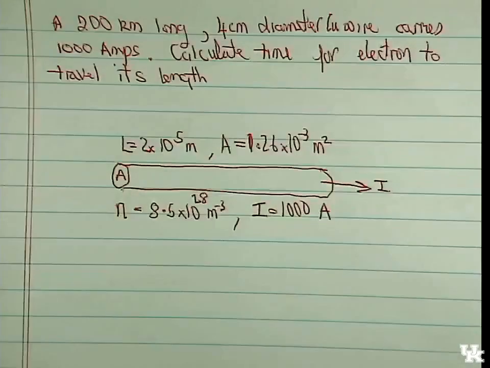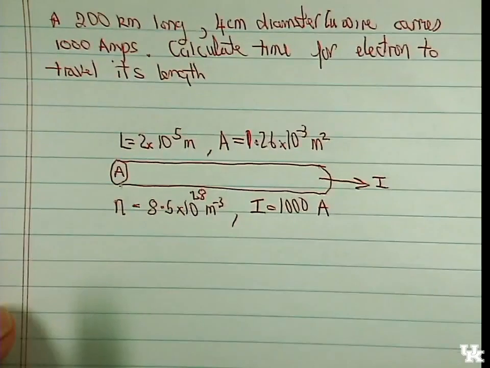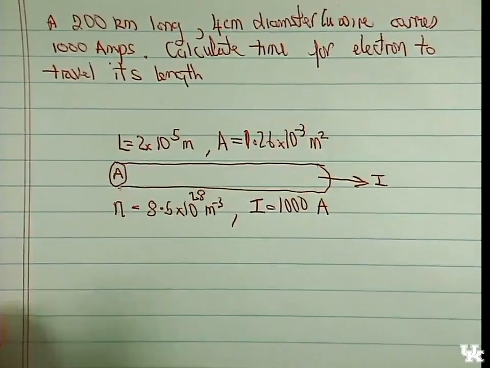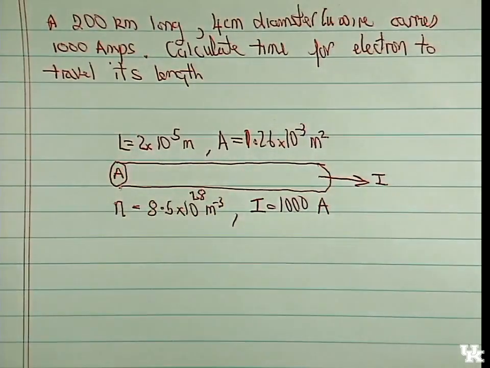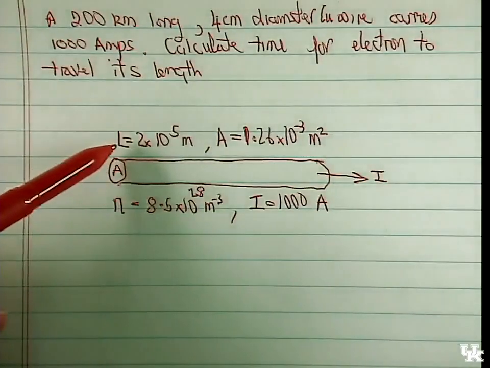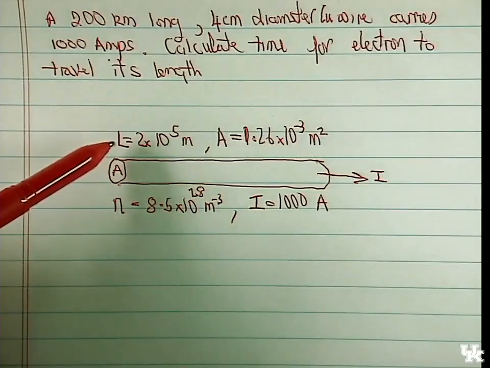So I made a little sketch of the problem, which is what I've done here. Here's the section of wire. And there were a bunch of numbers that we were given in the problem, and I've listed those on my sketch. So the length of the wire is 2 times 10 to the 5 meters. So put it in SI units.